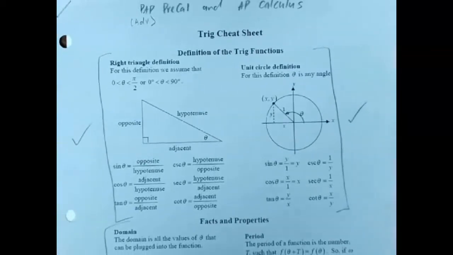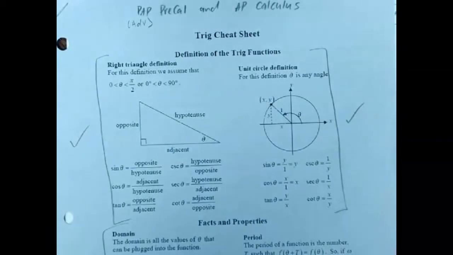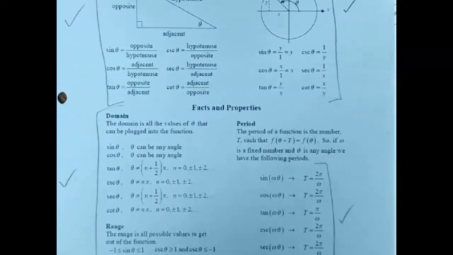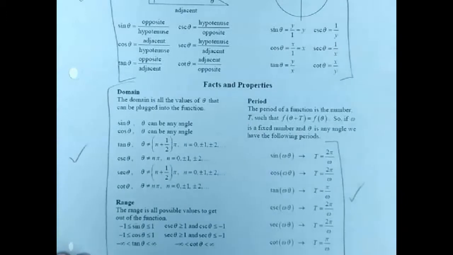A lot of the stuff you should probably know, like everything up here in the top left and the top right. Hopefully that's pretty ingrained in your brain by now. The domain and the range and the period. If you have a general idea about what the graphs look like, I think all that should be pretty okay.